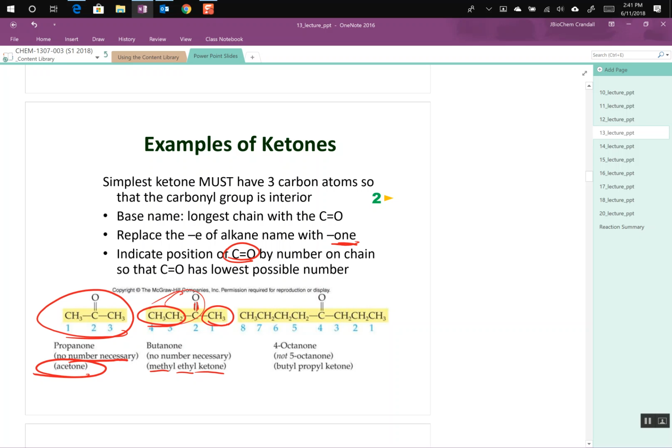But the main difference between 1, 2, 3, 4, 5 versus 1, 2, 3 is that the ketone is going to go to the side with the most carbons, which should be 5. So this will be the propyl ketone. I should number it like this. It's not right.